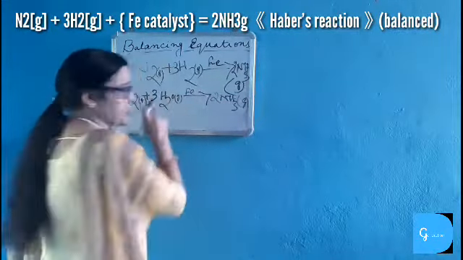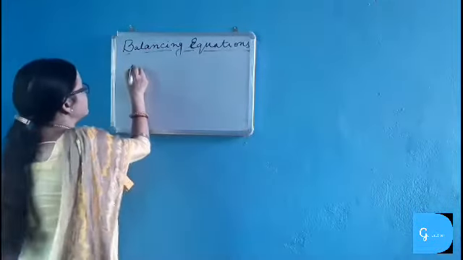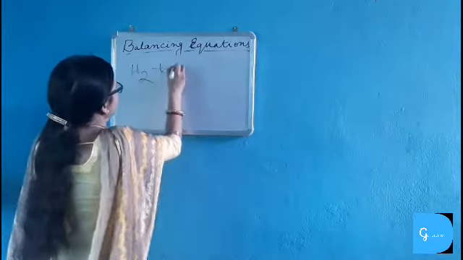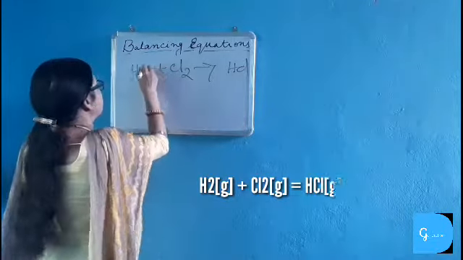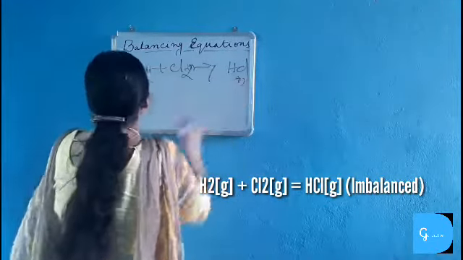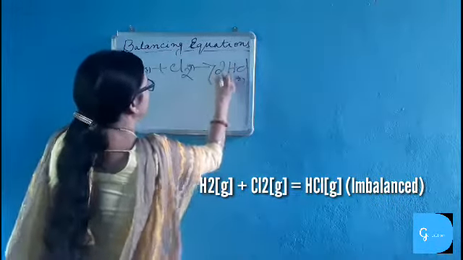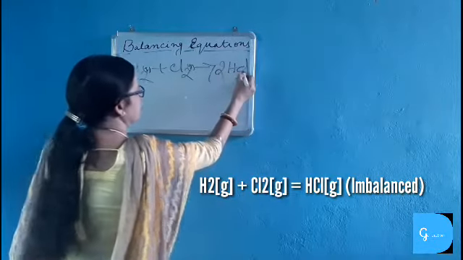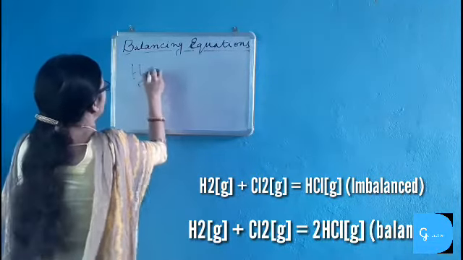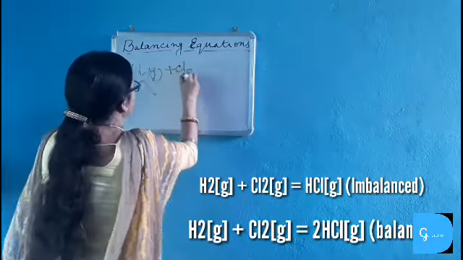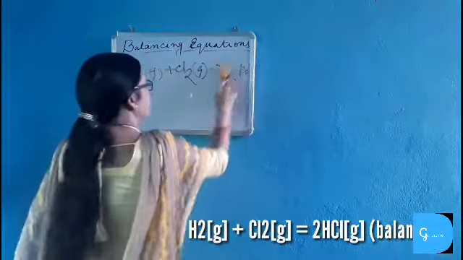Now when hydrogen reacts with chlorine, what happens? It gives hydrogen chloride gas. When hydrogen reacts with chlorine, it gives hydrogen chloride. There are 2 atoms of hydrogen and 2 atoms of chlorine on the left hand side, so we will put 2 here. Now there are 2 atoms of hydrogen and 2 atoms of chlorine. Thus the balanced equation of the reaction will be H2 gas plus Cl2 gas gives 2HCl. This is the balanced equation.